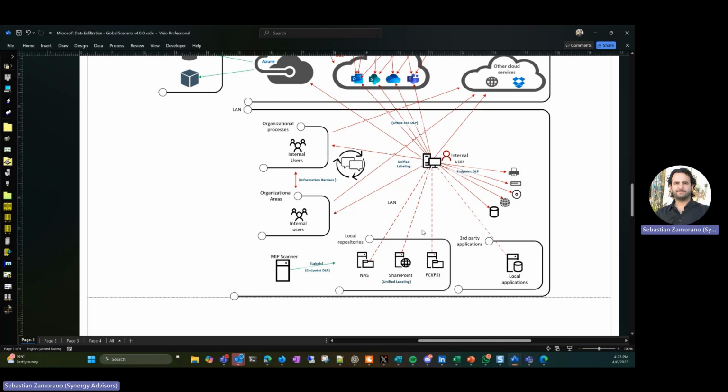Then, when we talk about local repos, we can start talking about MIP scanner. MIP scanner is part of information protection of the sensitivity labels. That is an on-prem tool that permits to identify, discover all the data that is located on-prem and apply labels for classification or classification and protection.